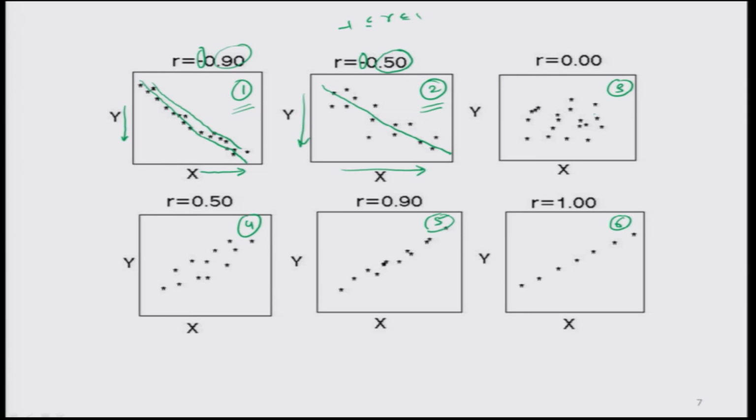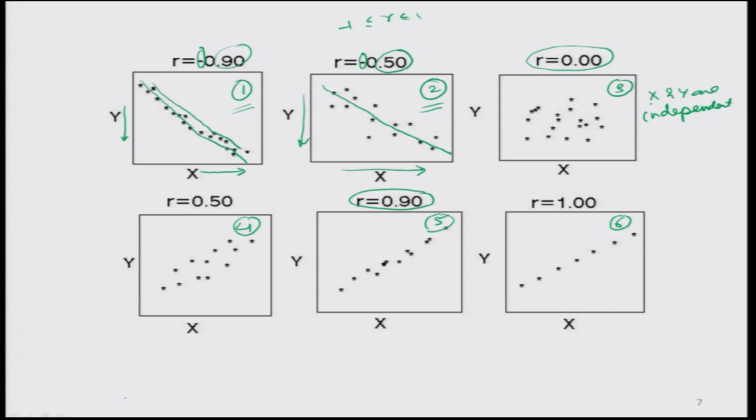Now, if you come to figure number 3, here I cannot see any pattern of relationship between x and y. So, in this case the value of the correlation coefficient is nearly 0, and we say that x and y are independent, they have no relationship.